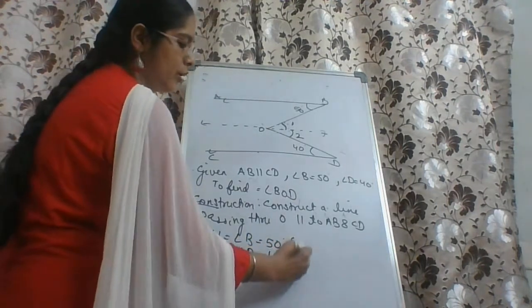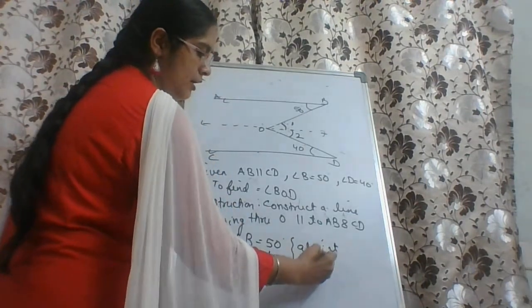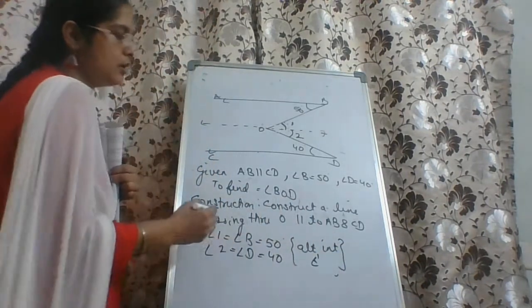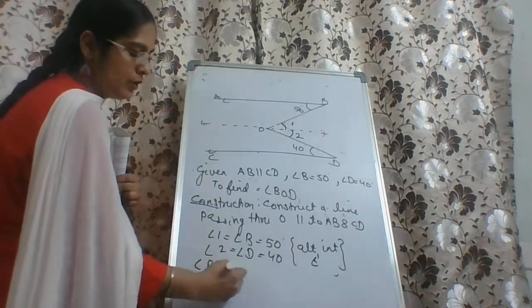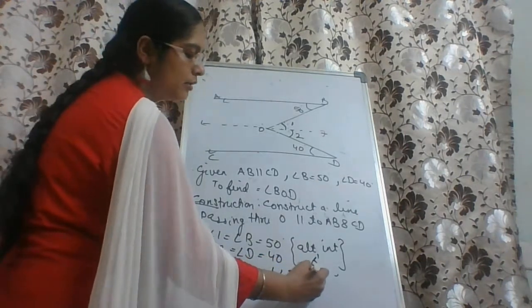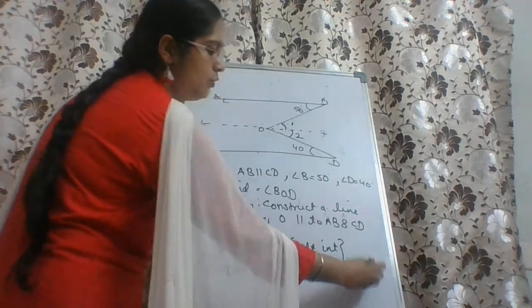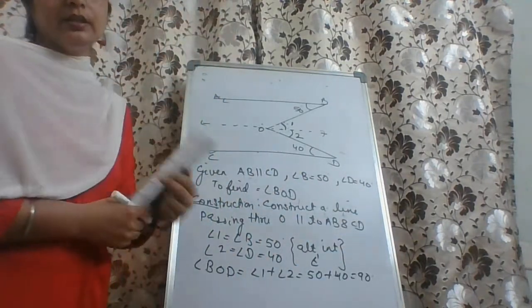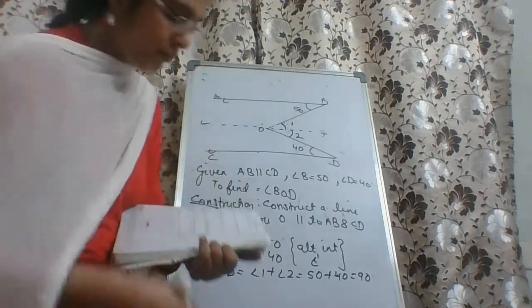Same reason, you can write it together in the bracket. Alternate interior angle. So what is angle BOD equal to? Angle BOD equal to angle 1 plus angle 2. This is 50 plus 40 equal to 90 degree. This is because of alternate interior angles. One more question we do.